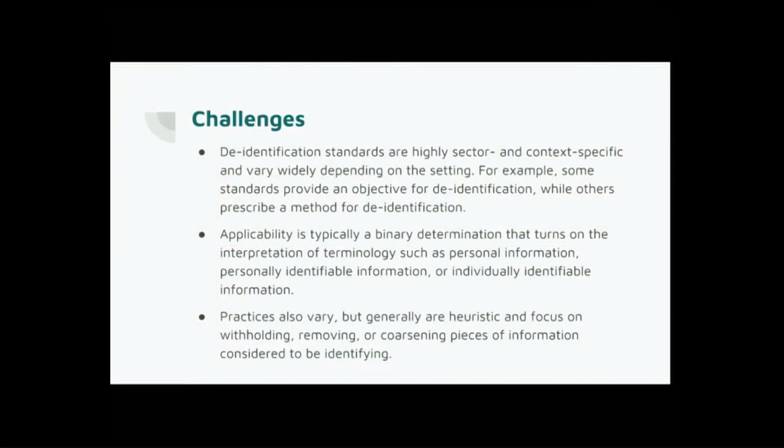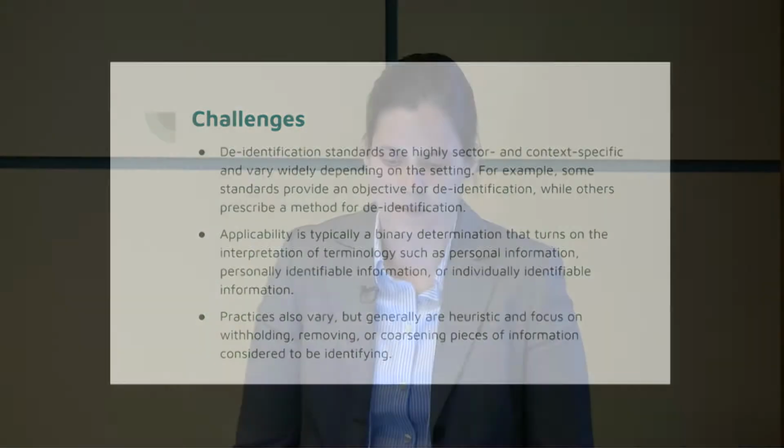And this creates a number of challenges. De-identification standards are highly sector and context specific, and they vary widely depending on the setting. For example, some standards provide an objective for de-identification, while others prescribe a specific method for de-identification. And the applicability of these laws is typically a binary determination that turns on the interpretation of terminologies such as personal information, personally identifiable information, or individually identifiable information. And as a result, practices can vary. But generally, current practices are heuristic and focus on withholding, removing, or coarsening pieces of information considered to be identifying.